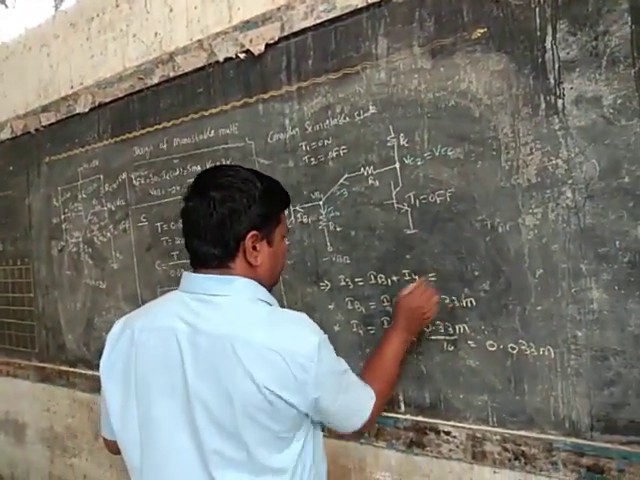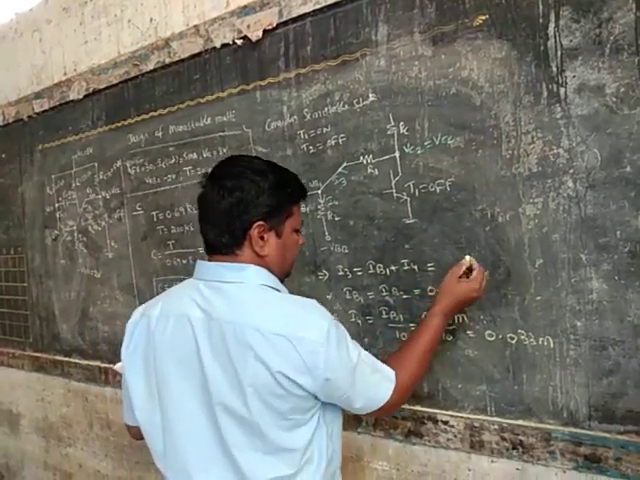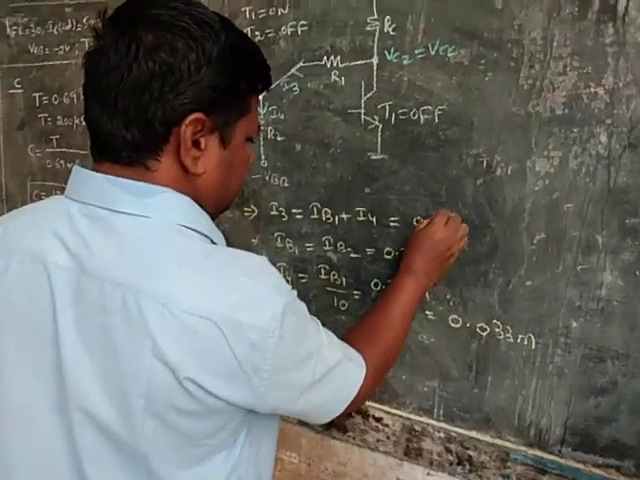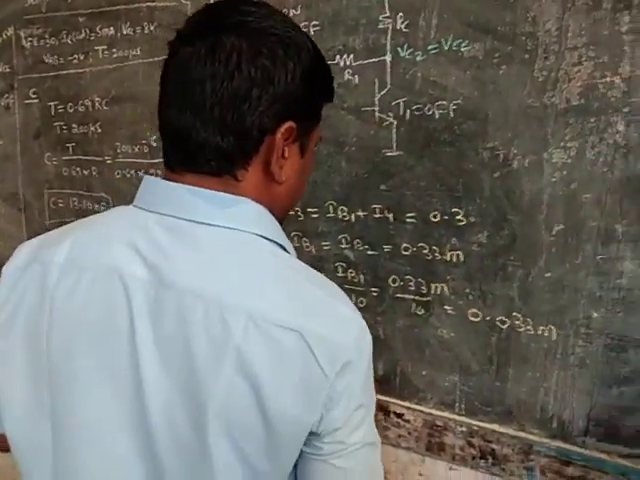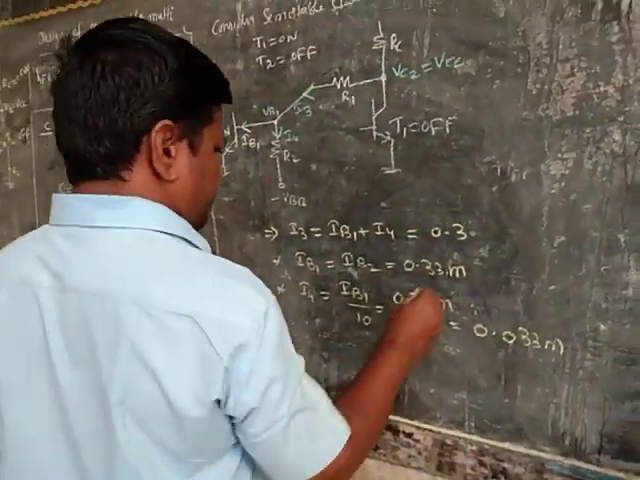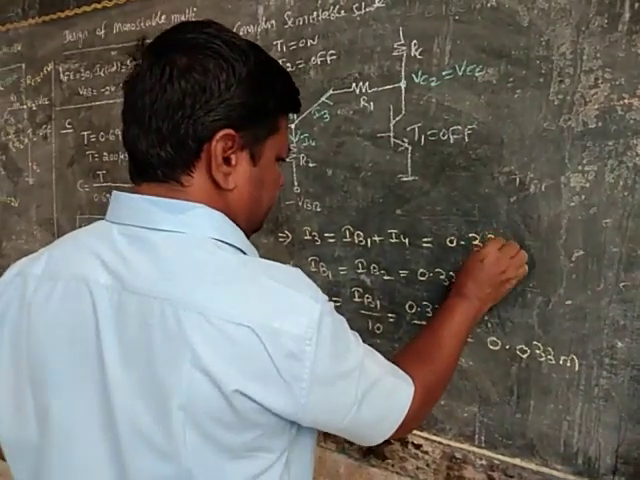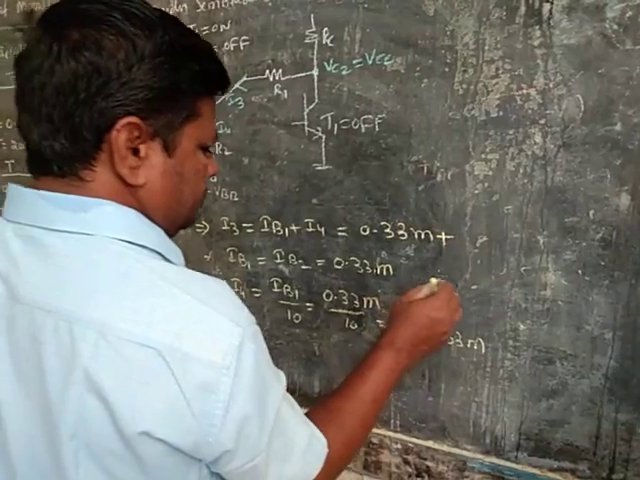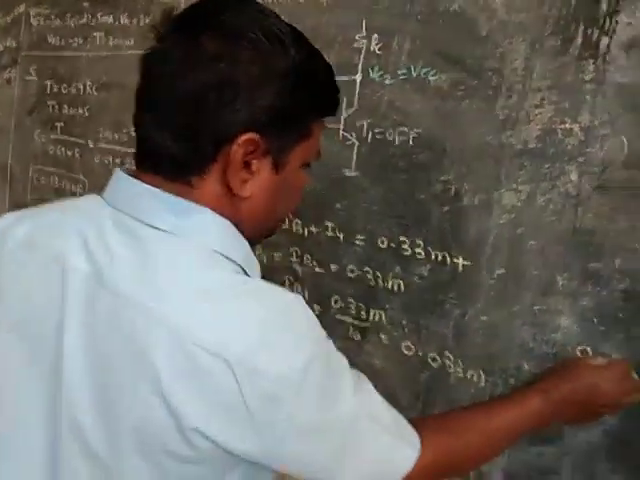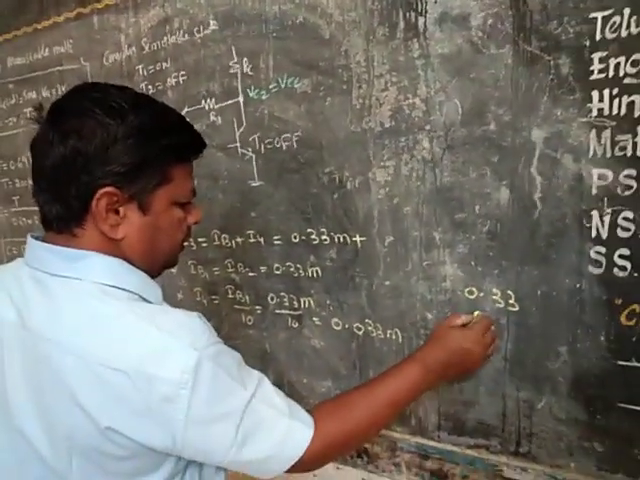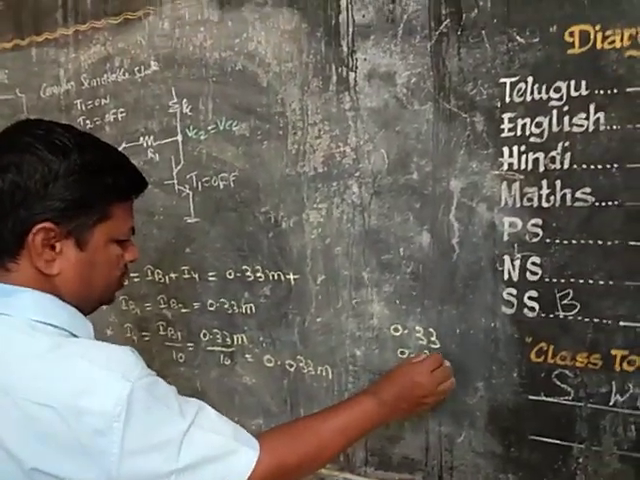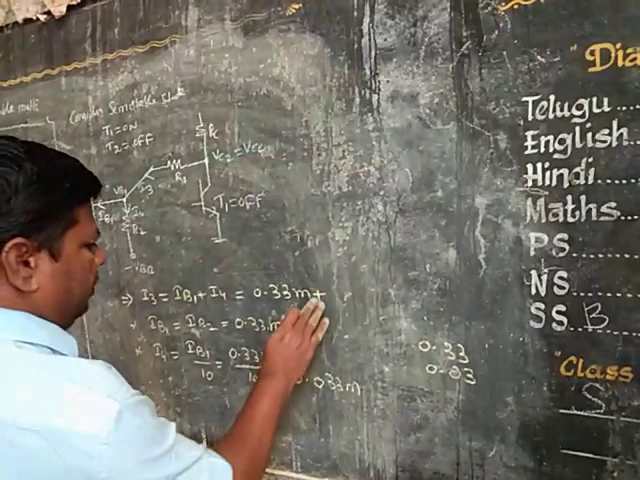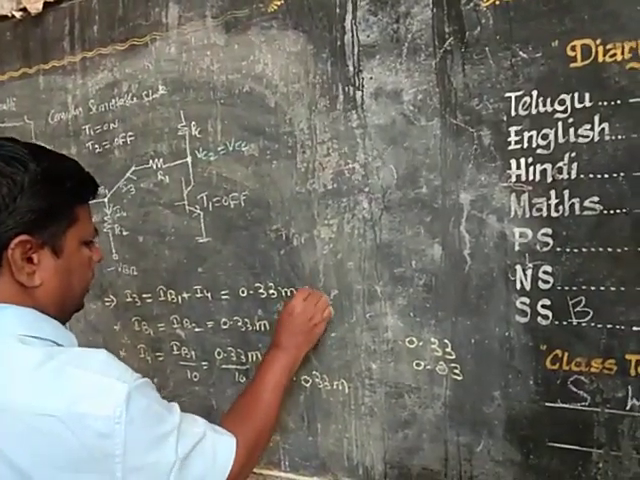Once you know the IB1 and all these things, now I3 is equal to 0.33 milli plus 0.033, which is very small, so approximately 0.33 milliamperes.